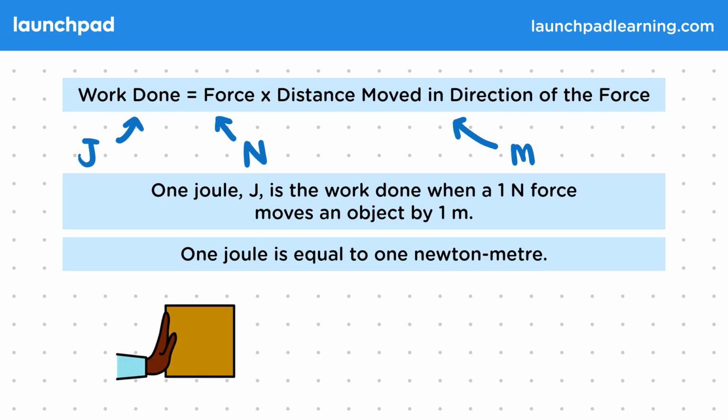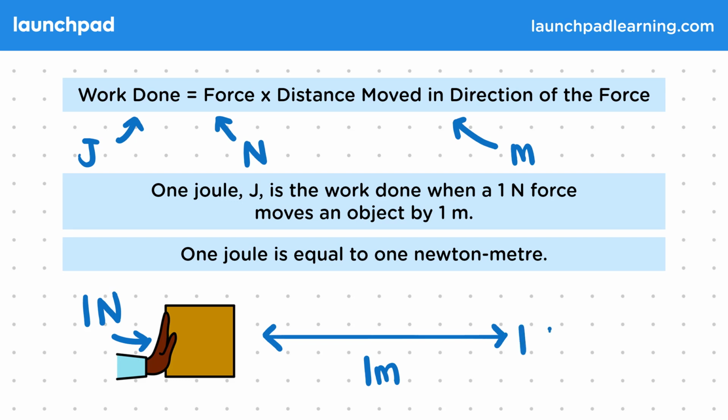Let's look at our box example again, and suppose we apply a force of exactly 1 Newton to push the box exactly 1 meter. Then, by definition, we have done exactly 1 joule of work. But remember, work is not a type of energy itself. What we're measuring is the amount of energy transferred. In this case, we are taking exactly 1 joule of chemical energy from our hand and giving it to the box as 1 joule of kinetic energy.